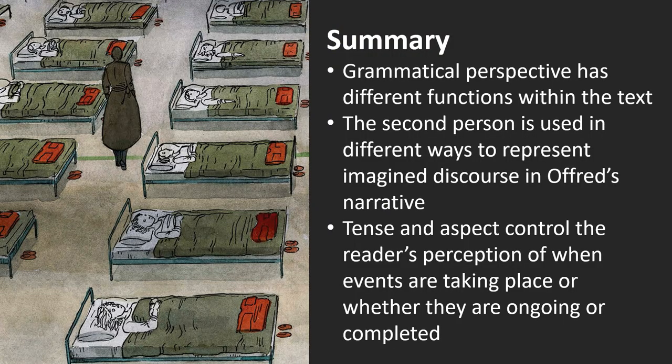So in summary then, we can say that grammatical perspective has different functions within the text, and we can go beyond simply making simple comments about the first person being used to present Offred's perspective. And we can talk about the way that the second person is used to represent what we would call imagined discourse in Offred's narrative. We can also consider the way that aspect is used to control the reader's perception of not only when events are taking place, but whether they are ongoing or completed, or whether they were ongoing or completed at the time of the action.